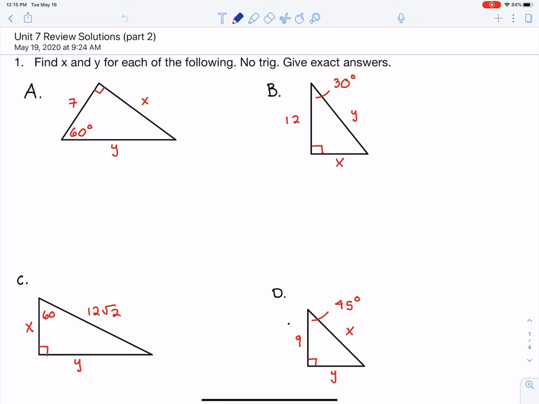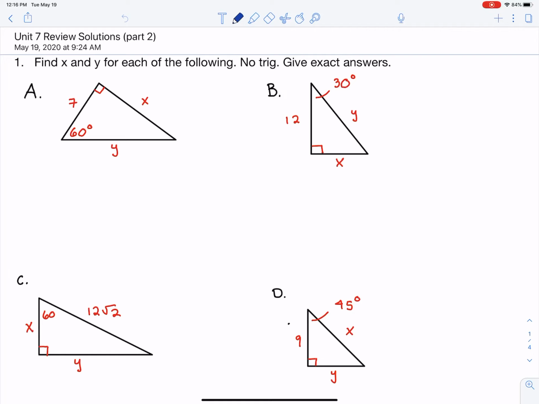Okay, so this is the Unit 7 Review Solutions Part 2. So this is the second review that I've given you. I'm going to be breaking this one up into two pieces like I did the last one, just to keep the video a little bit shorter. Okay, so let's talk about this.